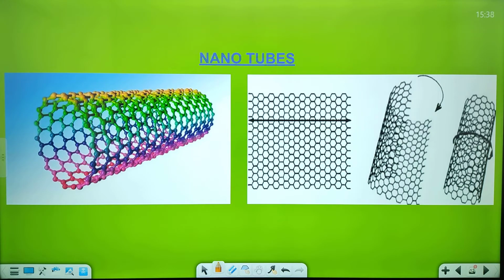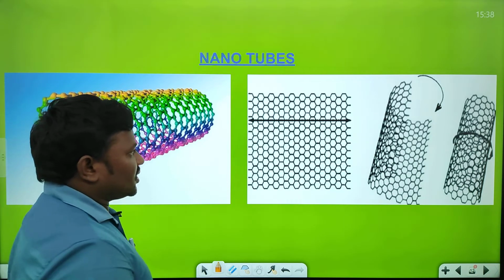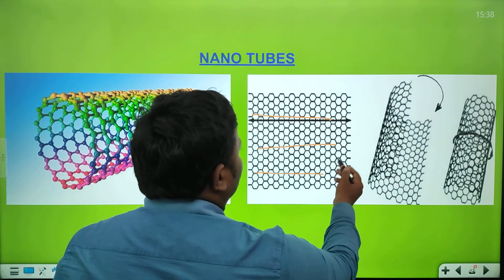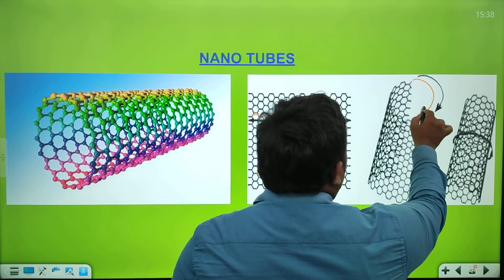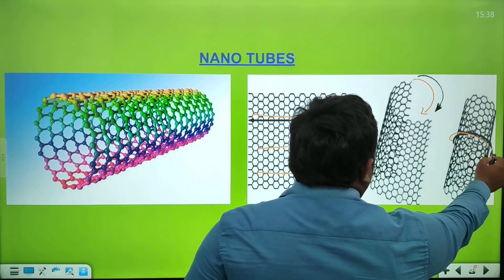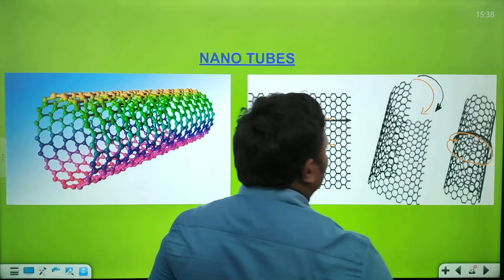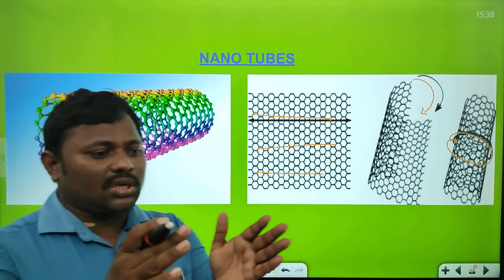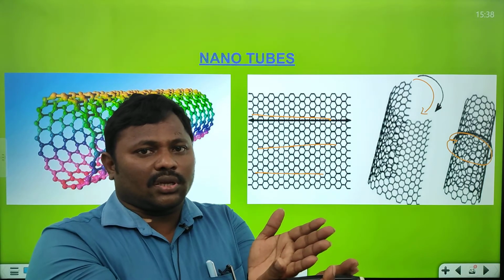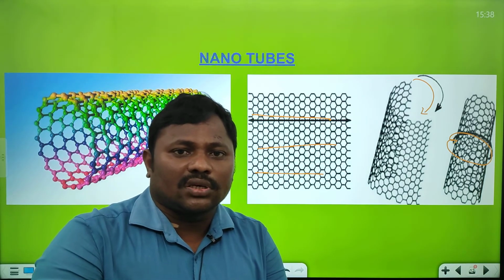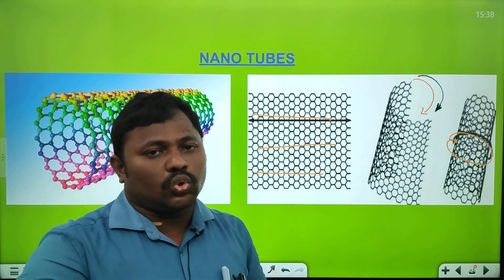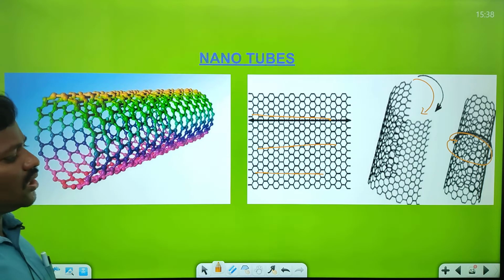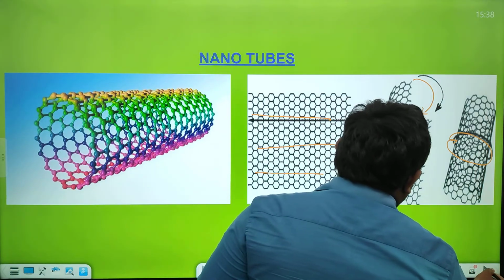And next one, nanotubes. Nanotubes are graphite layer structures. By folding these layers, like this, it will form a tube-like structure. This tube-like structure we take as a nanotube. A nanotube is a thin layer, the folded graphite layers forming a tube-like structure. It is called a nanotube, and it is also very useful in our daily life. In many situations we use it.